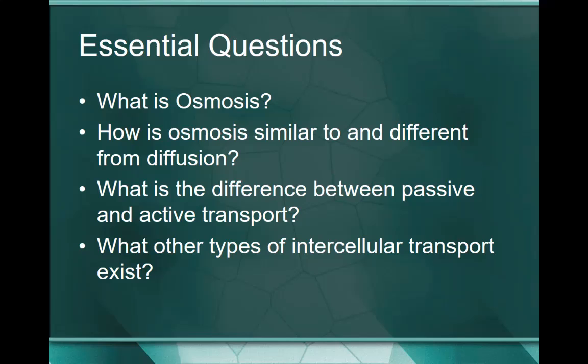Number three, what is the difference between passive and active transport? Now, I know we already answered this last class, but I think it's an important point and deserves to be hit on again. Okay. And number four, what other types of intercellular transport exist?